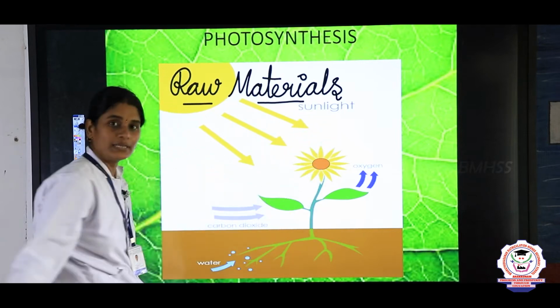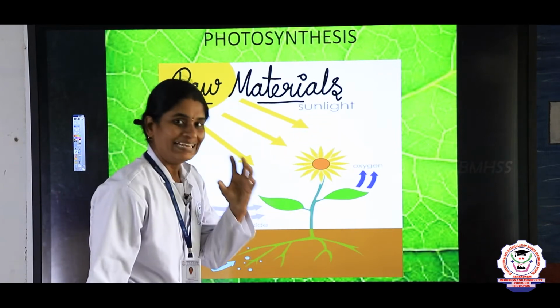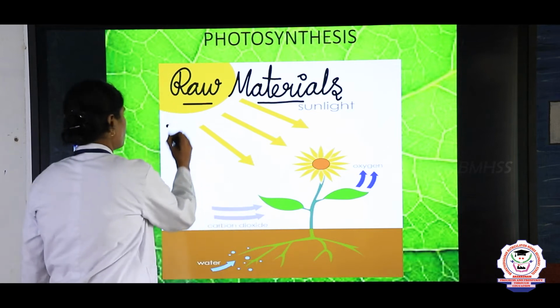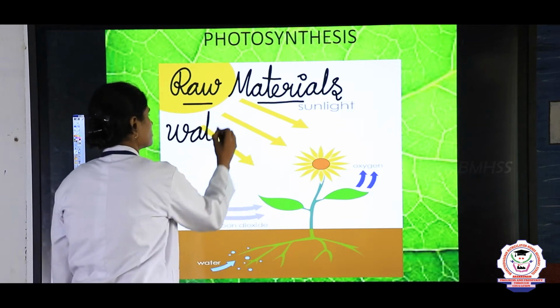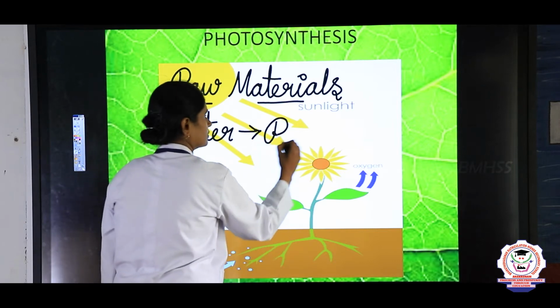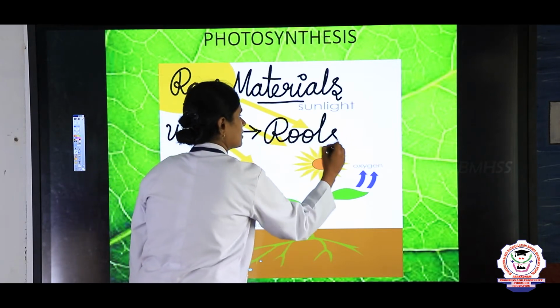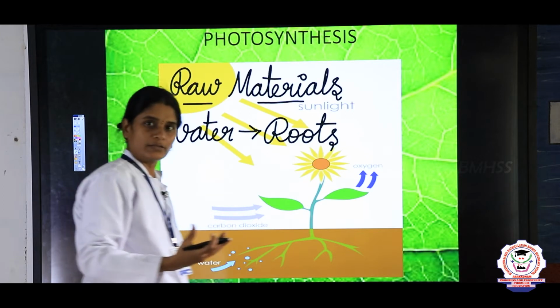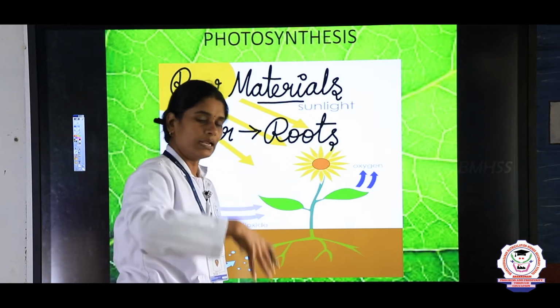What are the raw materials that we saw? It needs water. The water is absorbed through the roots. The roots means வேர். ஒரு செடிக்கு கீழே மண்ணு கீழே வந்து வேர் இருக்கும் இல்லையா.